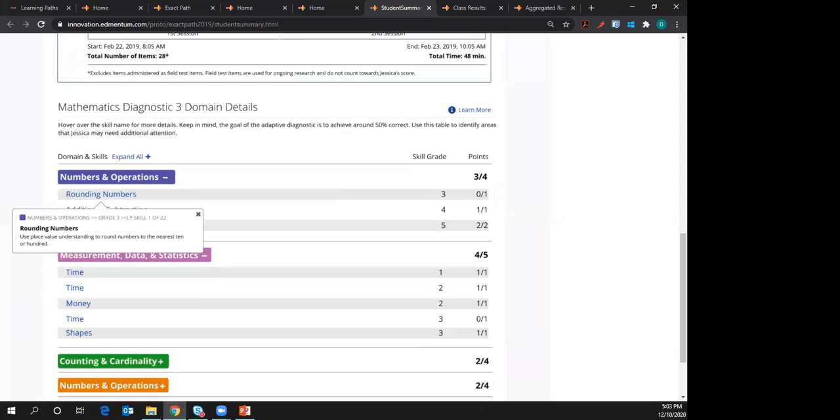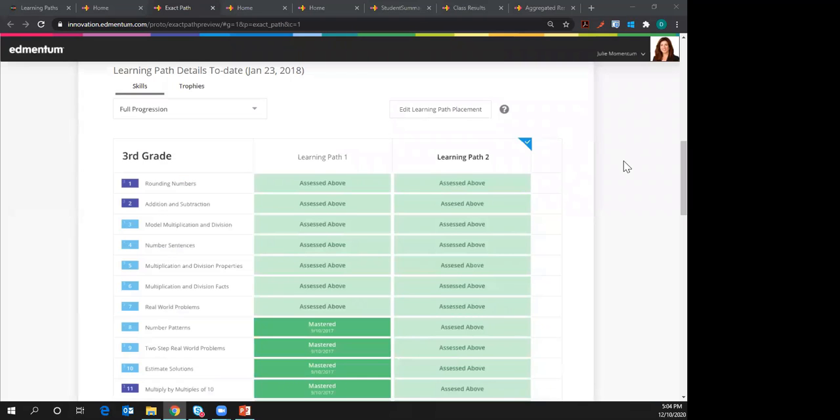The next step in data, and our last step probably for this webinar, will be the skill level data. Okay, so this is a skills report for a particular student. So let me help us understand why it says Learning Path 1 and Learning Path 2.